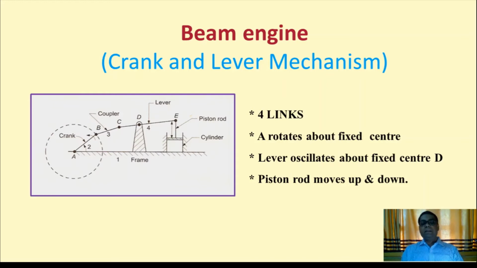Now when the crank is rotated in clockwise or anti-clockwise direction, here it is shown being rotated in anti-clockwise direction, what will happen? Alternately the piston inside the cylinder will move upward and downward. So here the criteria is 4 links. The crank A rotates about a fixed center, the lever oscillates about a fixed center, and the piston rod moves up and down. The crank rotates about the fixed center means it rotates about a particular point.